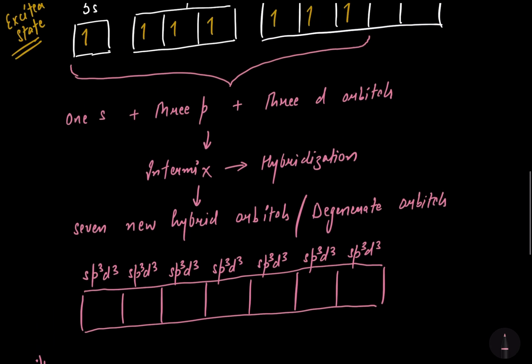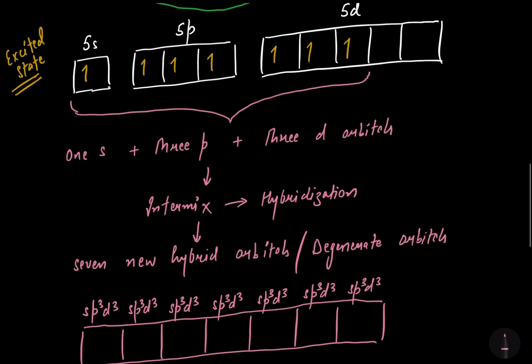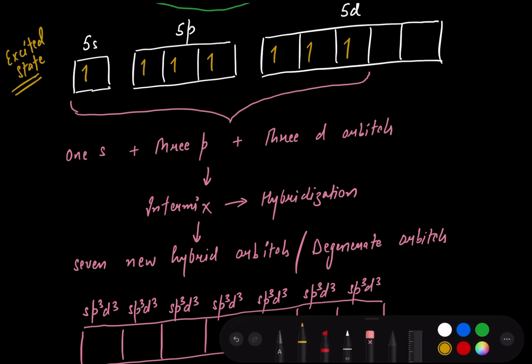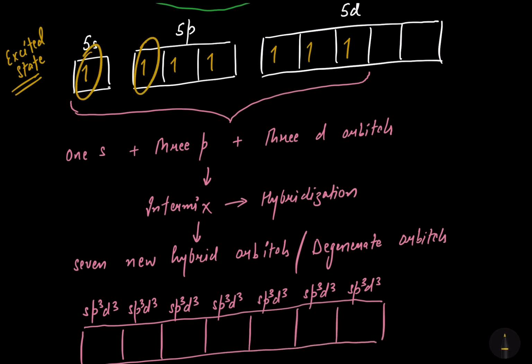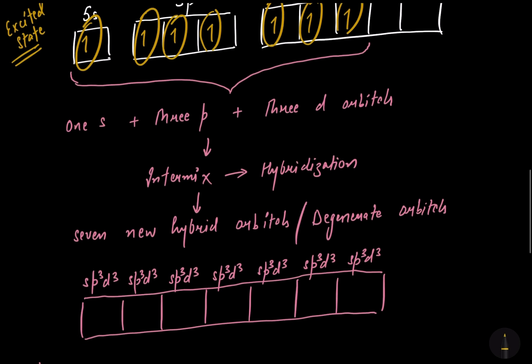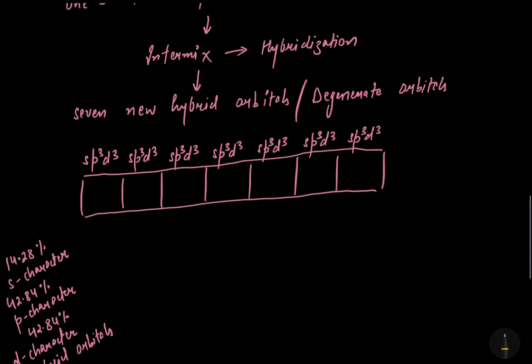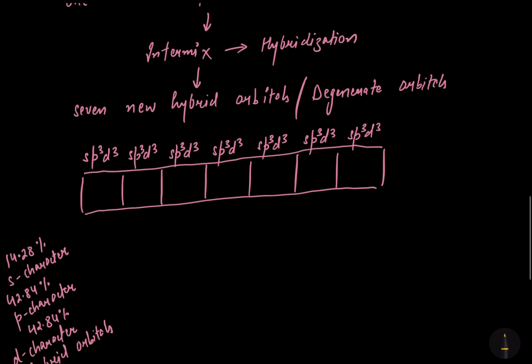Now, the atomic orbitals which are mixing, that is 1s, 3p and 3d, have in total 7 electrons. I can count them for you. That's the first electron, second, third, fourth, fifth, sixth and the seventh. So in total 7 electrons were present. Now we have to redistribute those 7 electrons in the hybrid orbitals according to Hund's rule.